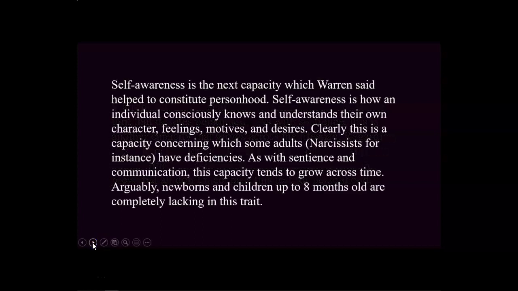Self-awareness is the next capacity which Warren said helped to constitute personhood. Self-awareness is how an individual consciously knows and understands their own character, feelings, motives, and desires. Clearly, that's a capacity concerning which some adults have deficiencies. I offer up narcissists, for example. We talk about them not being self-aware. As with sentience and communication, this capacity tends to grow across time. Arguably, newborns and children up to 8 months old, this has to do with brain development, are completely lacking in this trait.